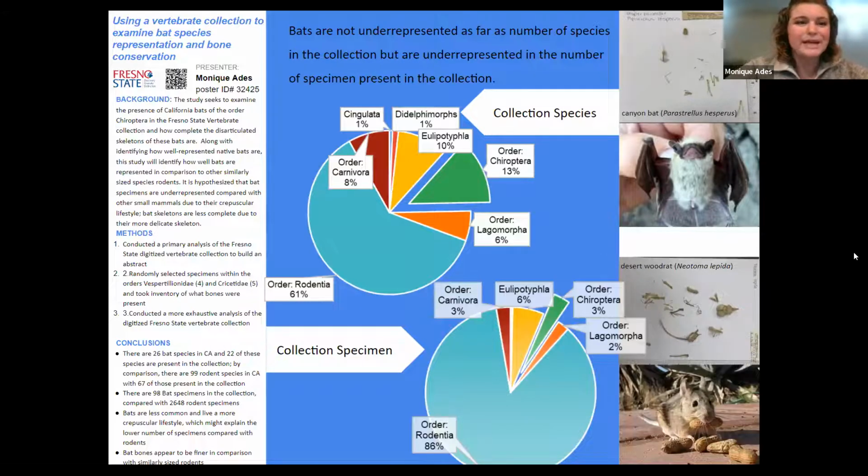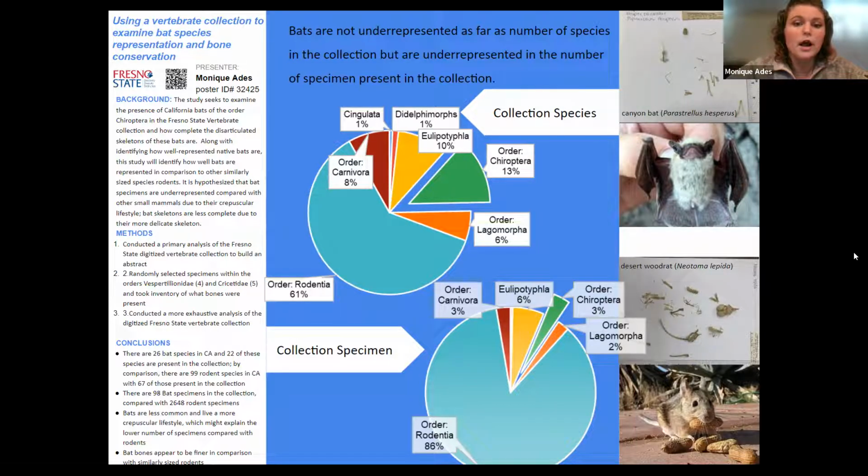Hi, my name is Monique Aids, and I am using a vertebrate collection to analyze bat species representation and bone conservation. The main part of my study was examining how many bat species are present in the Fresno State collection and how many specimens are present in the Fresno State collection.